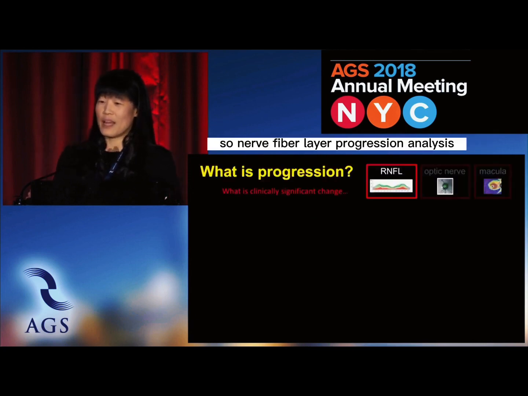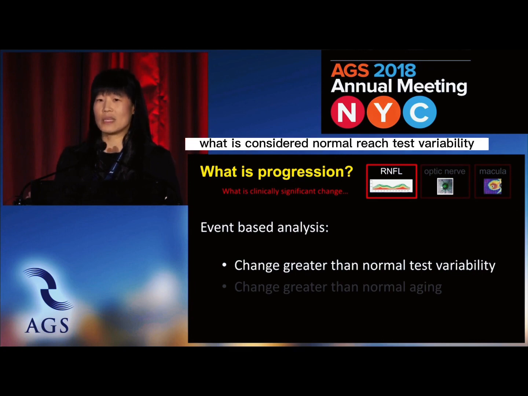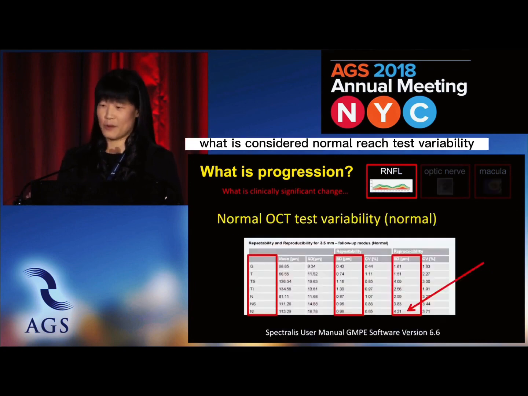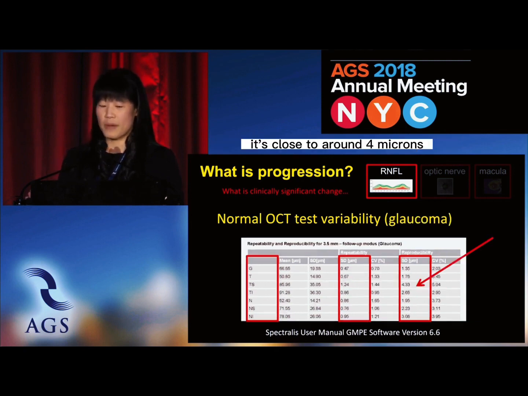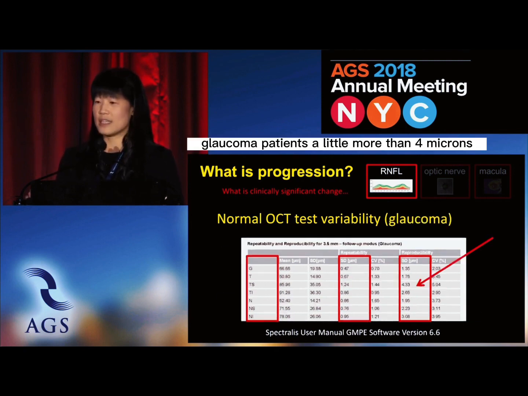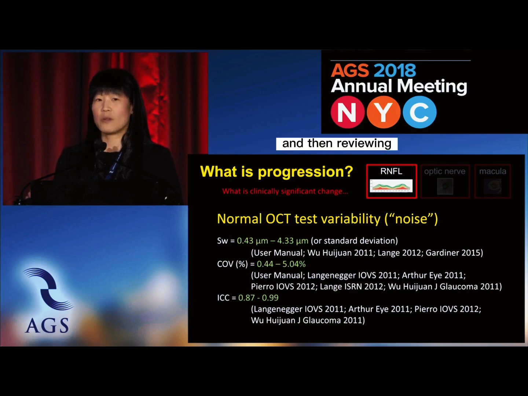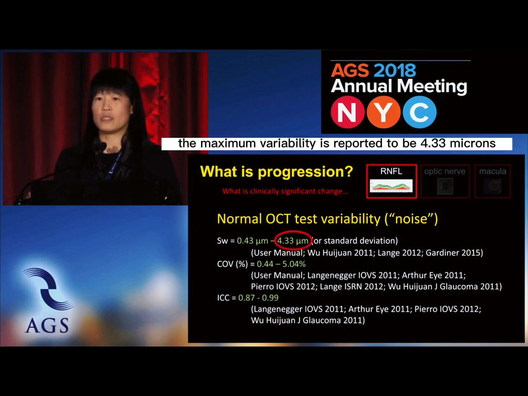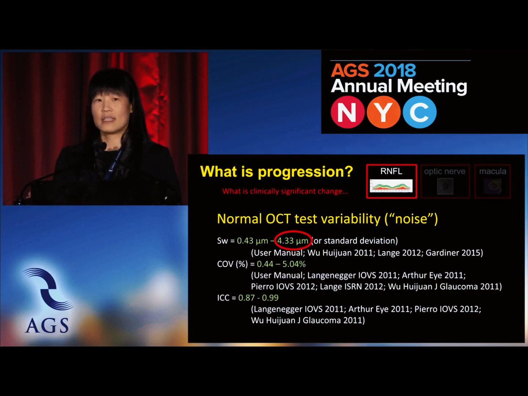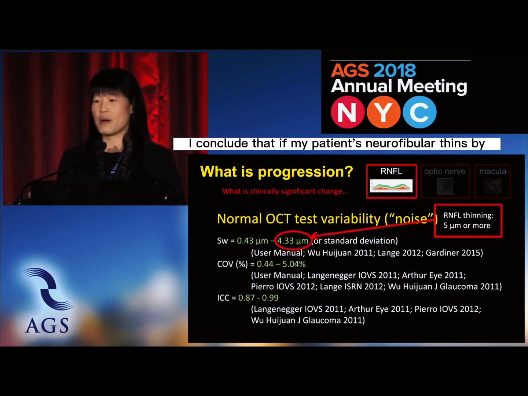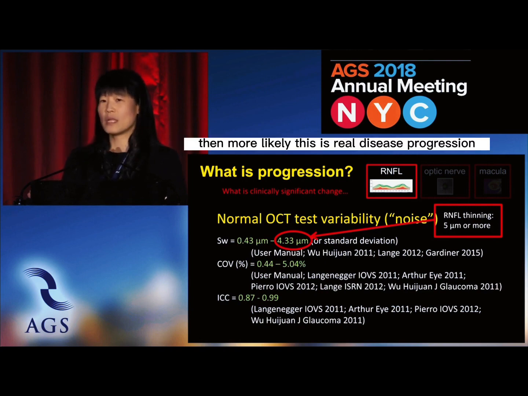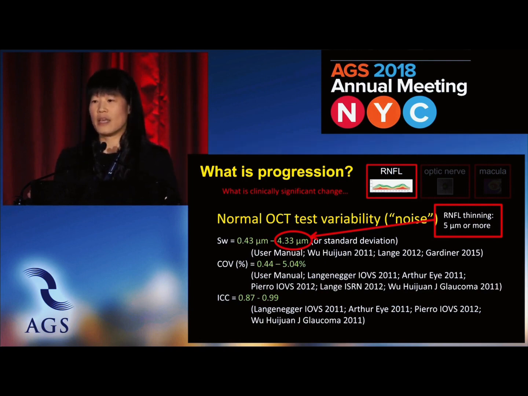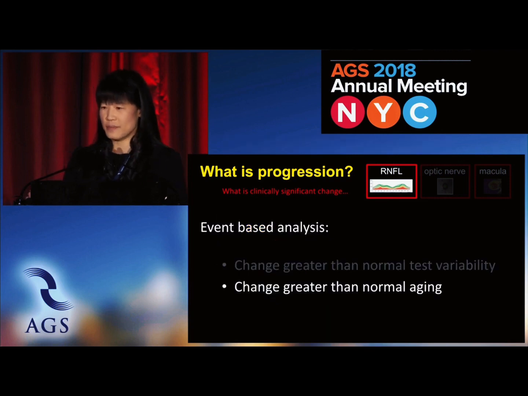So nerve fiber layer progression analysis: what is considered normal retest variability? According to the Spectralis user's manual, it's closer to around 4 microns. Glaucoma patients, a little more than 4 microns. And reviewing all the literature on reproducibility, the maximum variability is reported to be 4.33 microns. So looking at all this data, I conclude that if my patient's nerve fiber layer thins by 5 microns or more, then more likely this is real disease progression and less likely measurement noise.